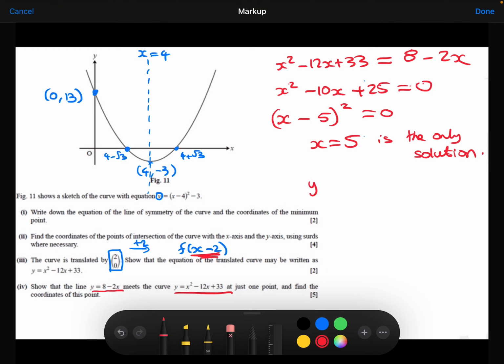We can work out the y coordinate as well by doing 8 minus 2 times 5, which is minus 2. So (5, minus 2) is the only point where these lines touch.